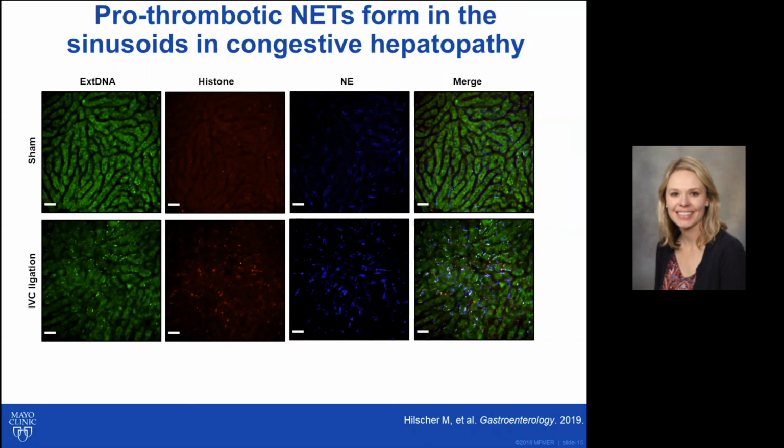We utilized combination staining with intravital microscopy to visualize co-localization of three key NET components: extracellular DNA in green, histone in red, and neutrophil elastase in blue. Visualization of livers 24 hours after IVC ligation revealed co-localization of these structures within the lining of the sinusoids, which was absent after the sham procedure, indicating that NETs form in the sinusoids in congestive hepatopathy.